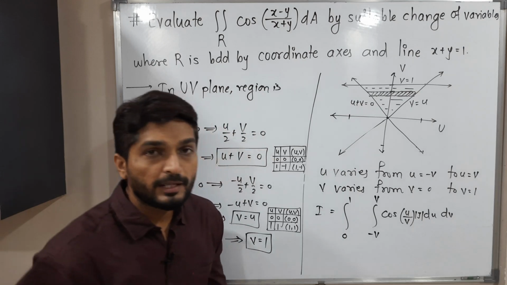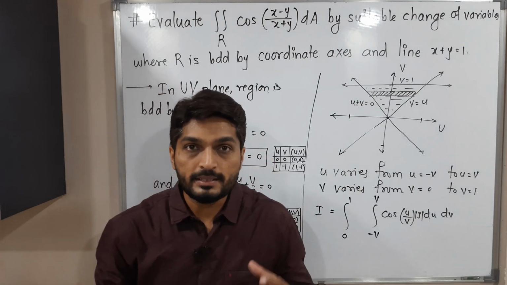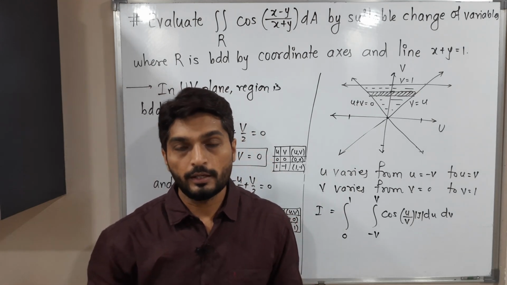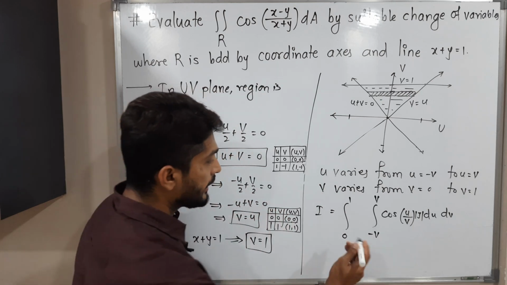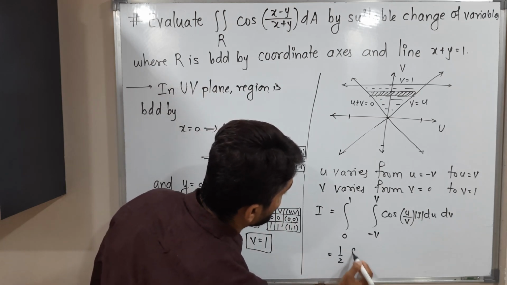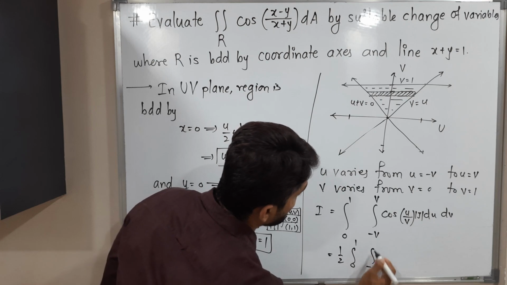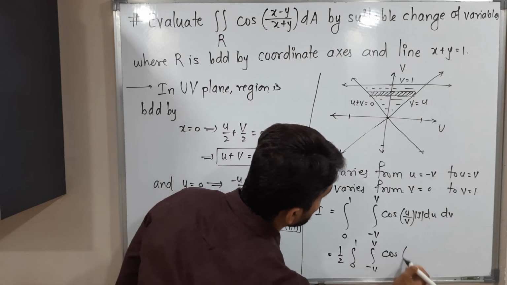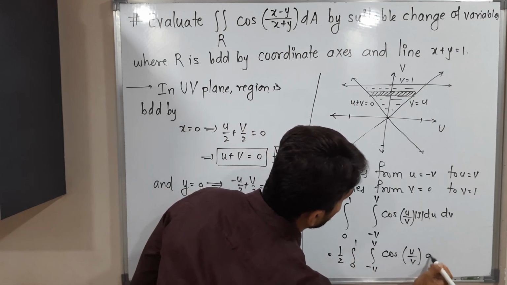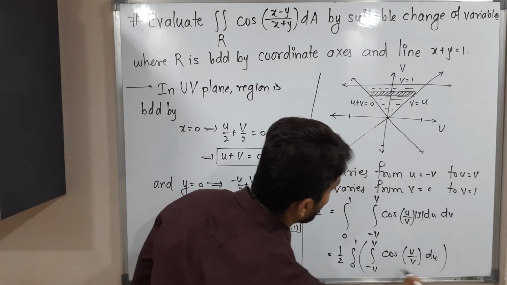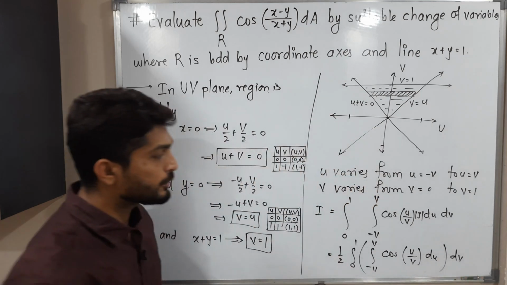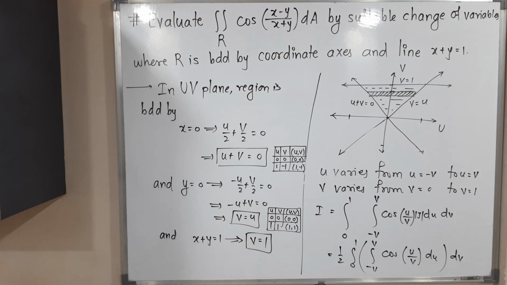So the value of the Jacobian is half. We have to take mod, but the number is already positive. If you apply mod, you will get the same. That 1 by 2 I am taking outside: 1 by 2, 0 to 1, minus v to v, cos u by v du first and then dv. Okay, we are going to solve this integration. Just make a screenshot of it, then we will go further.